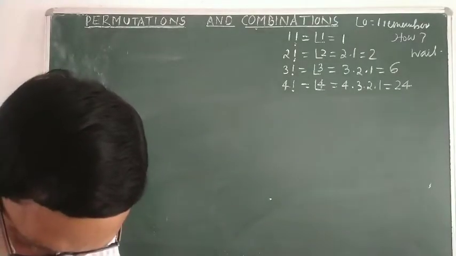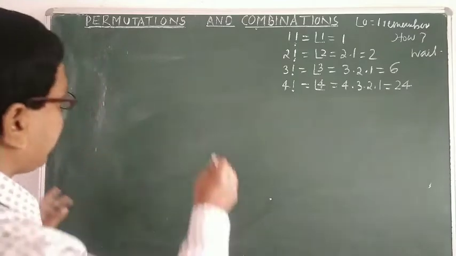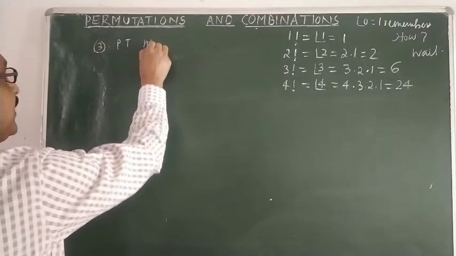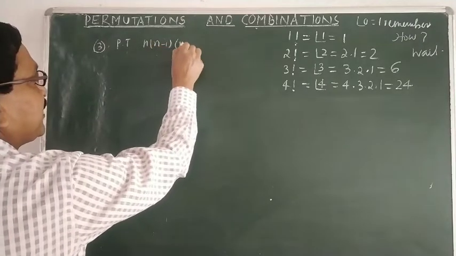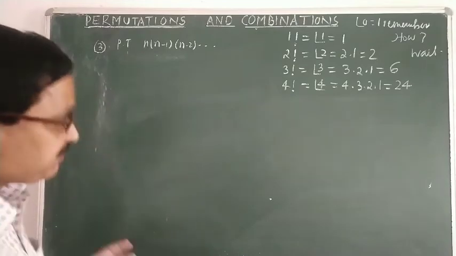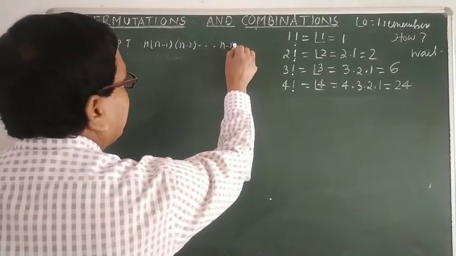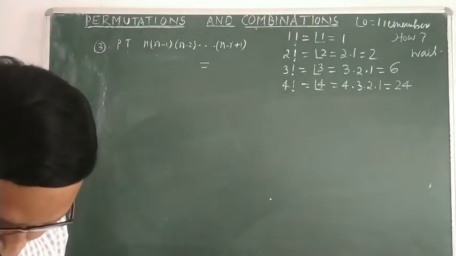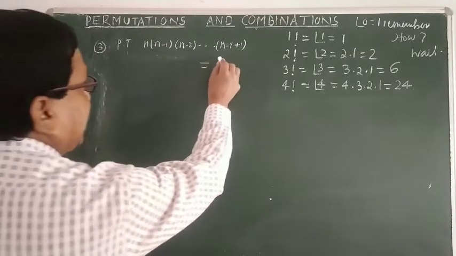Now taking another problem. Prove that n into (n minus 1) into (n minus 2) dot dot dot (n minus r plus 1) is equal to factorial n by factorial (n minus r).